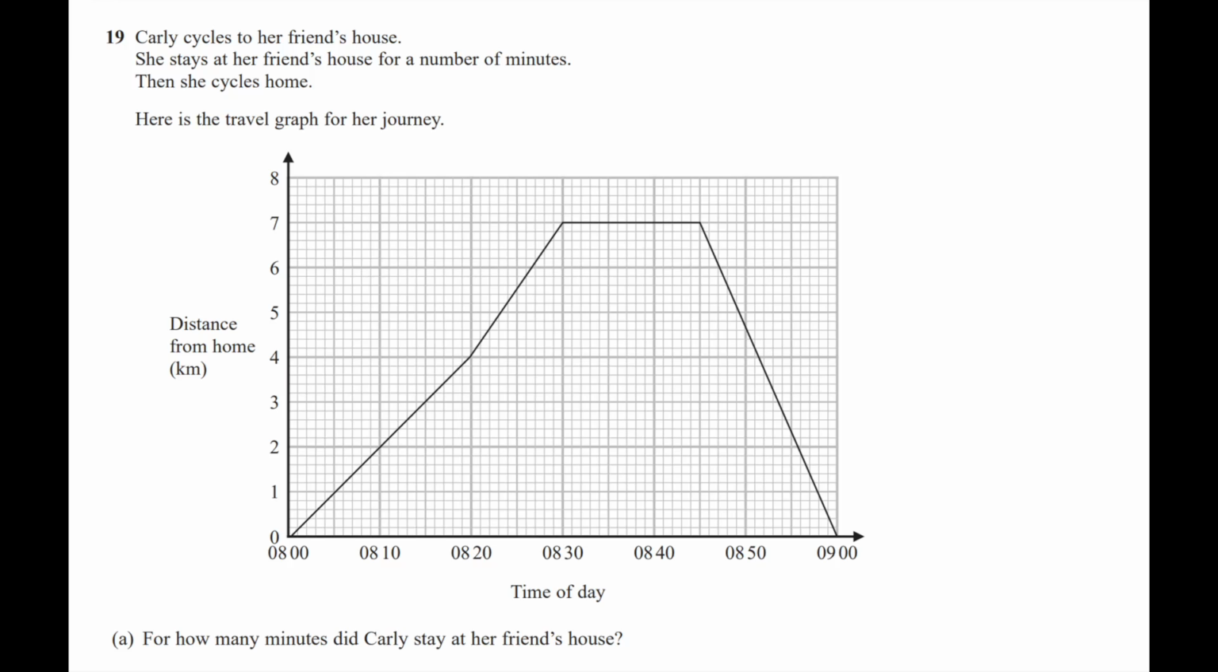This is a distance time graph, and anything that's going away or has a positive gradient means you're going away from home. Anything flat means you're stationary, and anything with a downward slope means you're going back towards where you started from.